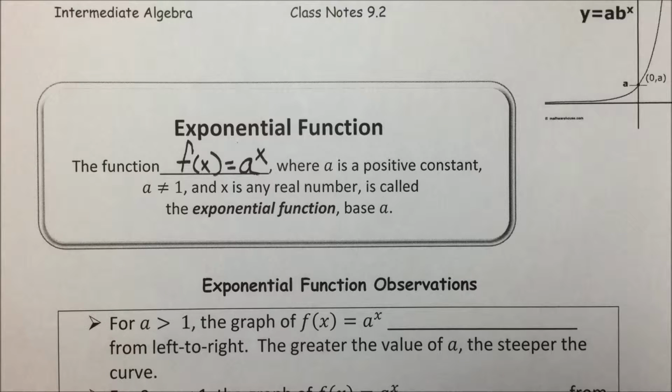Like polynomial functions, the domain of an exponential function is the set of all real numbers. There's no reason to restrict the domain. Unlike polynomial functions, exponential functions have a variable exponent. Because of this, graphs of exponential functions either rise or fall dramatically.